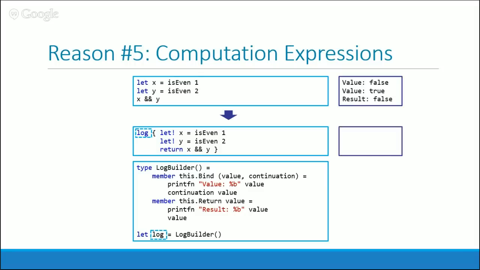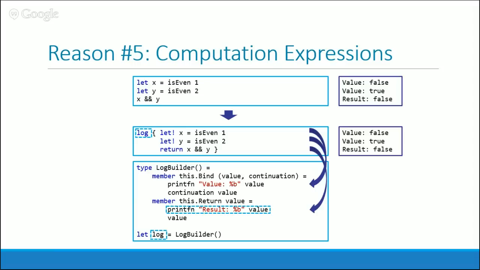So then what is going to happen now is that when the first line gets executed, the bind method is going to be executed, and I get the opportunity to print the value for that X value. And when the second line gets executed, the bind method is going to be executed again, and then I will print the value for Y. And when the return line gets executed, the return method is going to be executed, and I will print that result. So as I mentioned before, computation expressions are very powerful.